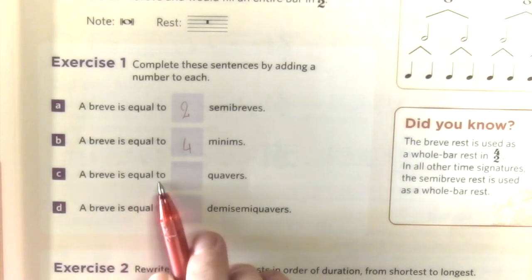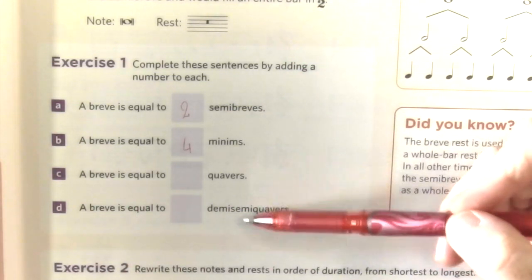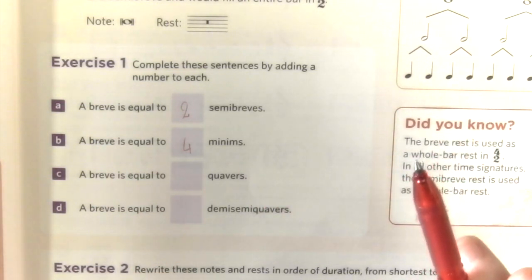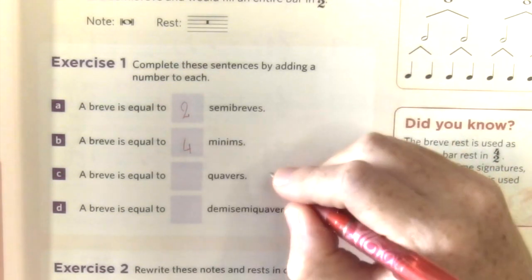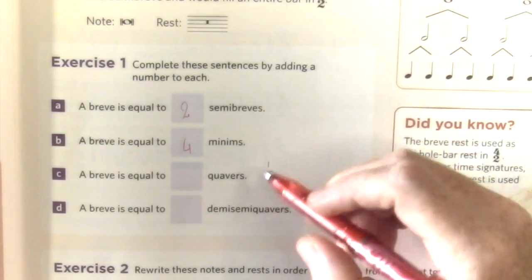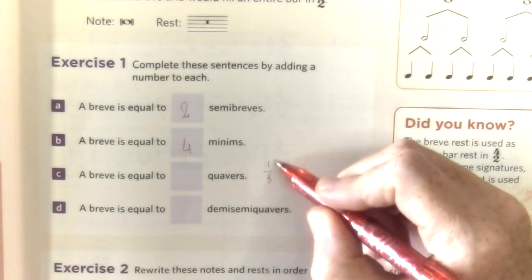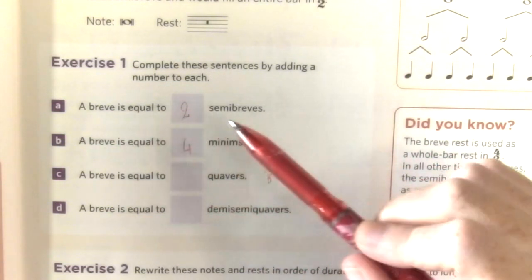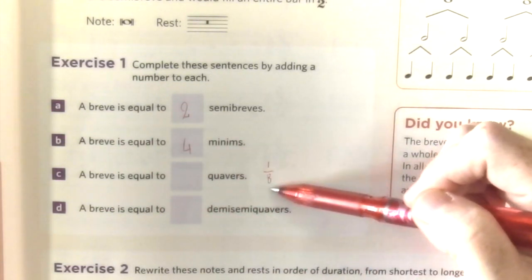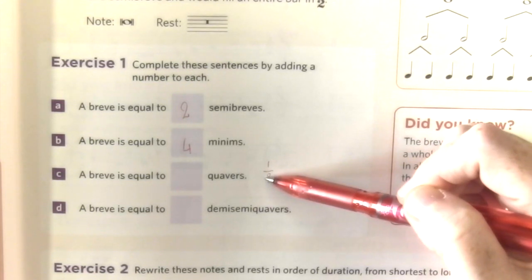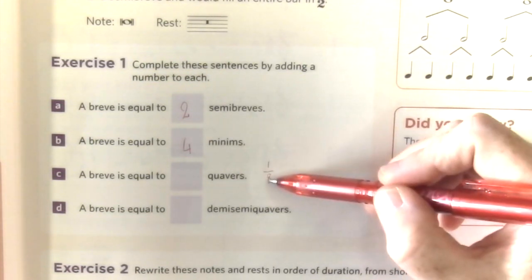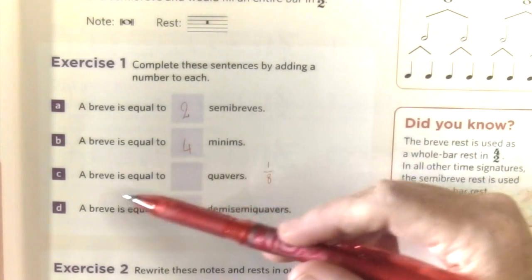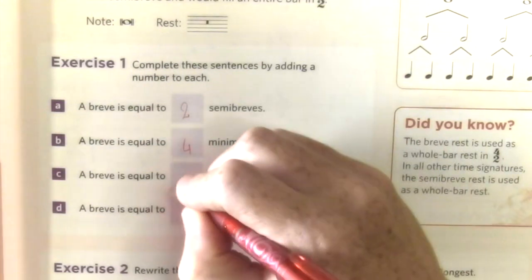A breve is equal to, now, to answer these two questions, what we can do is a very quick and easy maths calculation. The quaver is in fact 1/8. That means that 8 quavers make a semibreve. Now, because the breve is twice a semibreve, we just need to double this number. I hope it makes sense. 8 quavers make a semibreve. We need 2 semibreves to make a breve, therefore 16.